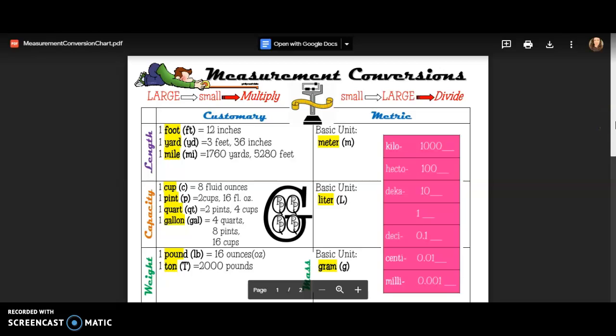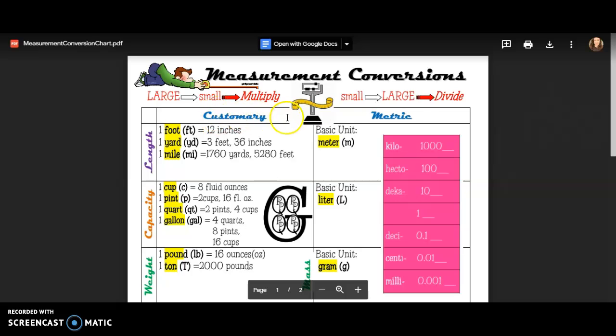Hello everyone. We are going to be talking about measurement conversions, which I think for some people can be really easy, and for others can be really complicated. But I thought what I would do is go over what you're going to do. You will be receiving this PDF with a measurement conversion chart in it. I like how it explains things.